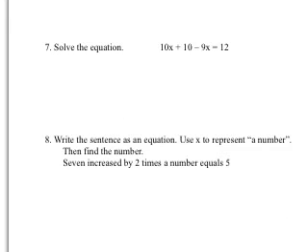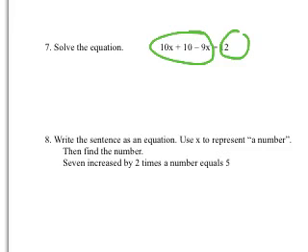Number 7, solve the equation. 10x plus 10 minus 9x equals 12. Okay, so now we have an equation, but we still follow our PEMDAS rules for simplifying both sides of the equation. By both sides, I mean this side and this side. We're going to simplify those two sides. Of course, there's nothing on the right, but on the left we have 10x plus 10 minus 9x.